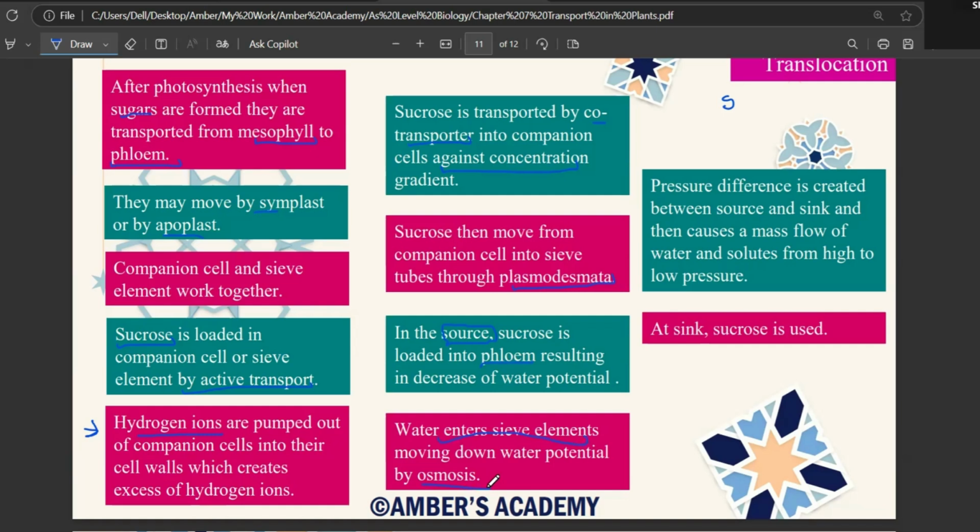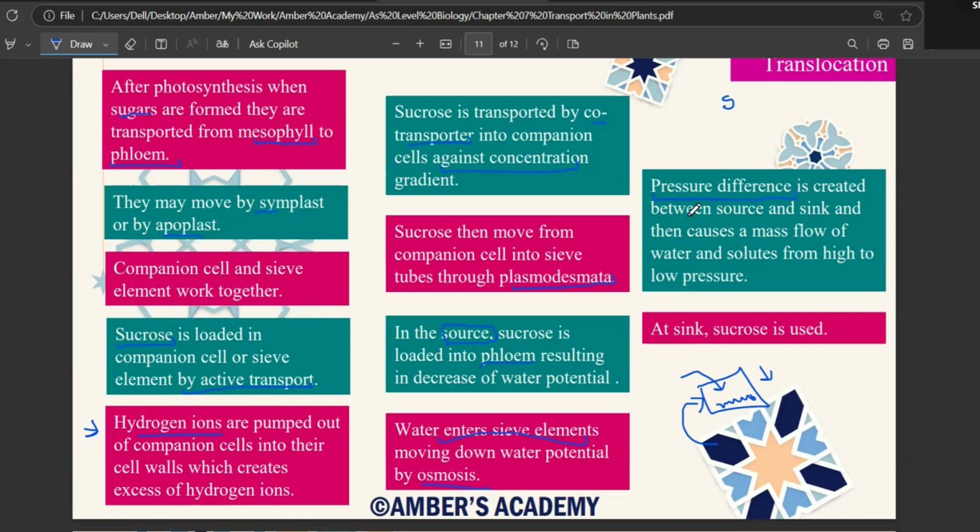For example, if this is my phloem, I have loaded sucrose in this. I've added food content in this. So automatically the water content present inside this phloem will decrease. And then we know that the process of osmosis is continuously taking place. As soon as water content reduces in this phloem, water will move through the process of osmosis down the water potential gradient. So water is going to add into this.